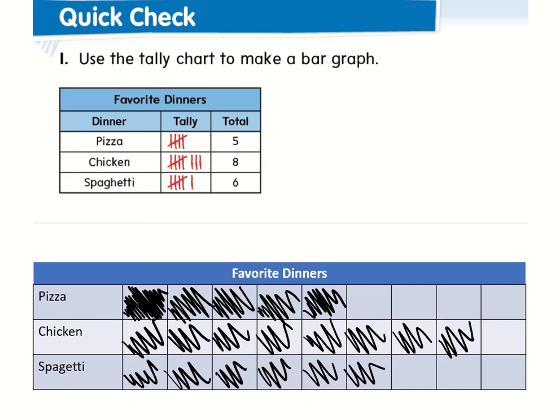Now remember with a bar graph, boys and girls, we're coloring in the boxes completely, and we're not adding pictures or using X's or anything like that or circles to show our pictures. We're coloring in the boxes completely. So by looking at my graph here, I know that chicken has the most because they have 8, just by looking at the graph because it has the most boxes colored in. The least I can see is going to be pizza because it only has 1, 2, 3, 4, 5, and that's the lowest number that I have for all of those. So that's how you make a bar graph.